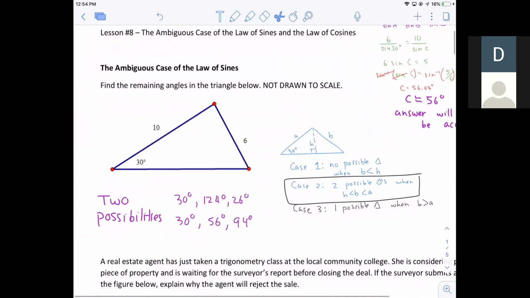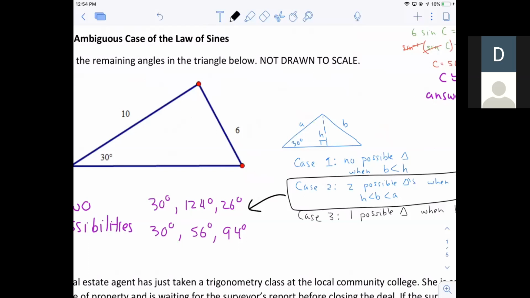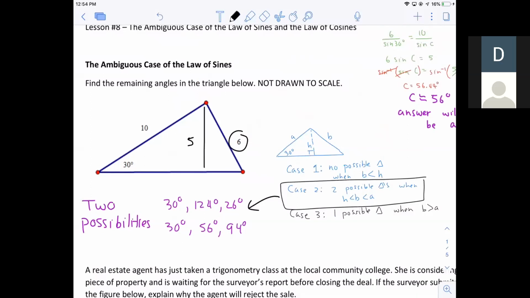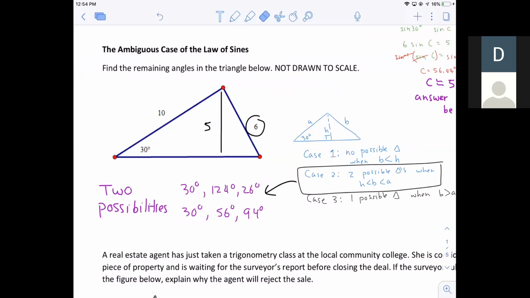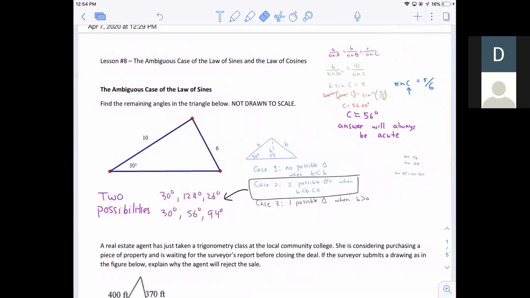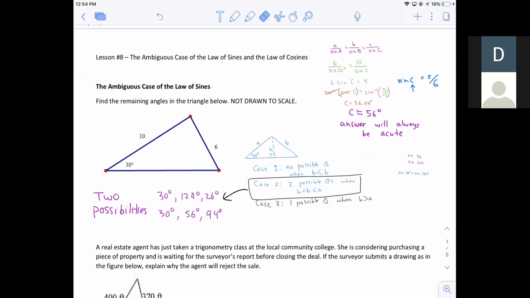So this was an example of case number 2, right? Because when we found the height, this was 5, and our B value here, 6, is in between 5 and 10. So that's why we had 2 possible values for our angles. All right, good? Any questions? Let me know if you have a question in chat about this, because that's half of our lesson. That's law of sines.